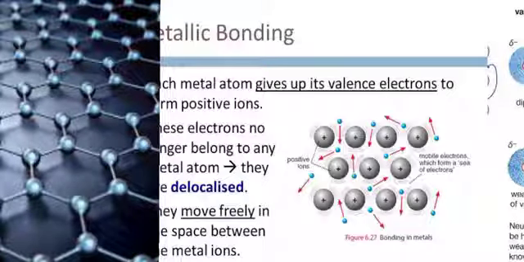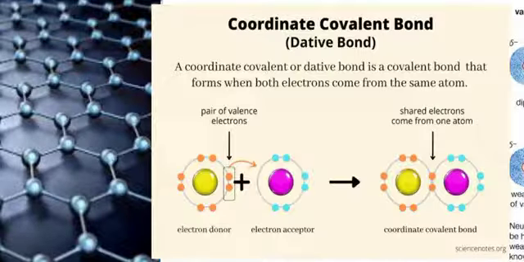For metallic bonding, each metal atom gives up its valence electrons to form positive ions, and these electrons no longer belong to any metal atom. They are delocalized, so they move freely within the atoms. The coordinate covalent bond, which is also known as the semipolar bond or the dative bond, is actually a special kind of covalent bond that forms when both electrons come from the same atom, like you can see from the configuration below.